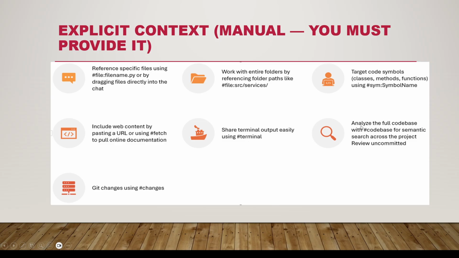Now, in case we want to analyze the full code base, there is a prompt called #codebase for semantic search, and it can give the complete code base. We can also give git changes using /changes. So this context is explicit: it doesn't go by default, but can be given whenever we want to give it.